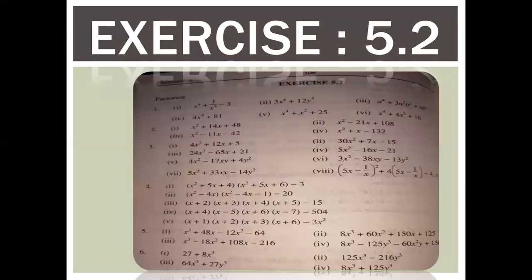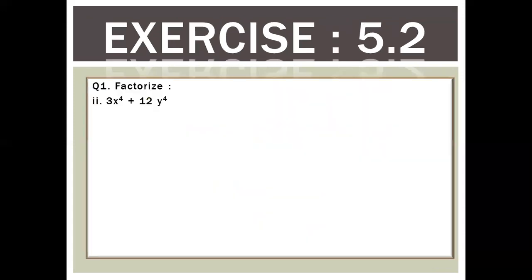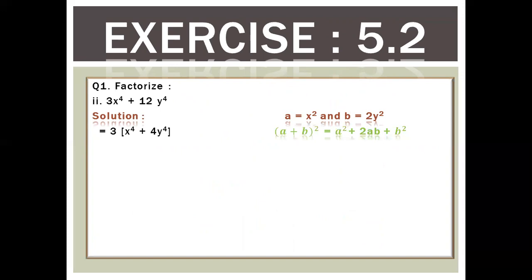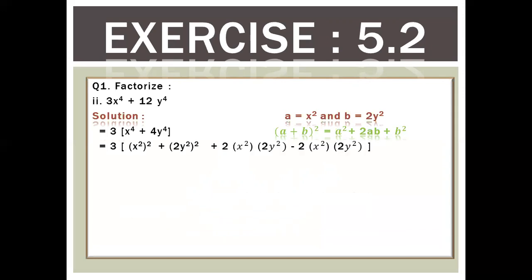Question number 1 is factorize. There are 6 parts in this question, and almost every part is different from the other. I have done the second part for you, 3x4 plus 12y4. You know 3 is not the square of any number and the same as 12 is not the square of any number. It means that first we will take a number common and then the remaining part may be the square of some number. We took 3 common. The left terms are x4 plus 4y4.